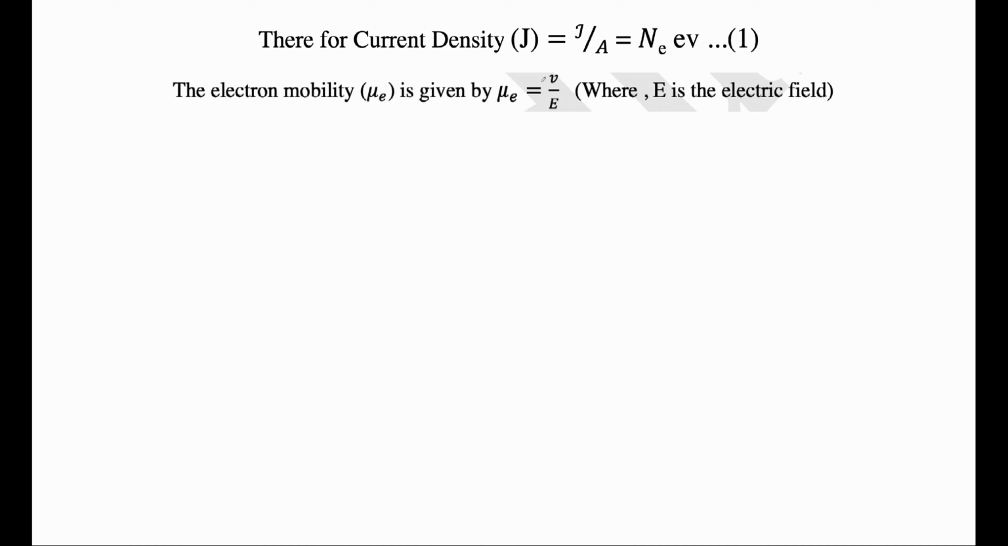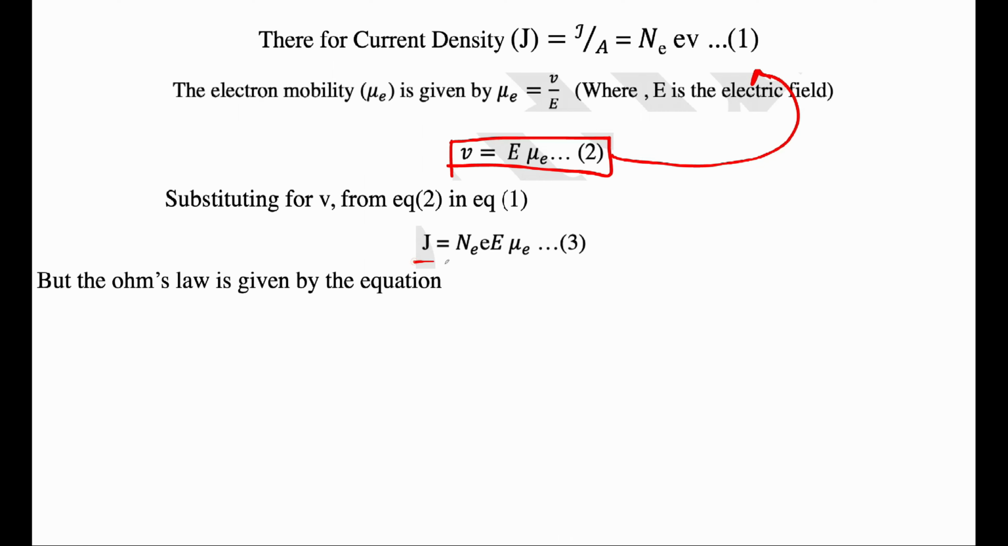Now consider the mobility equation, that is mu E is equal to V by E. Here we have to substitute mu E in this equation. For that we are going to rearrange the equation and we get V is equal to mu E into E. So just write this equation, take it as equation number 2, and substitute in equation number 1. We get J is equal to number of electrons, charge of the electron, electric field, mobility of the electron. Take it as equation number 3 here.